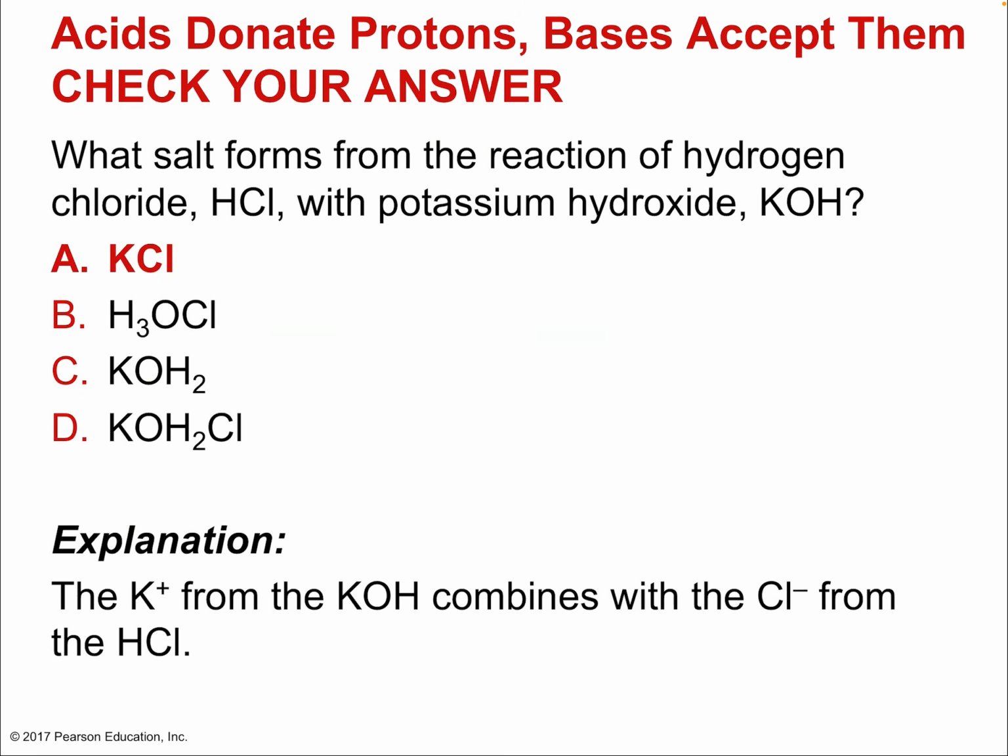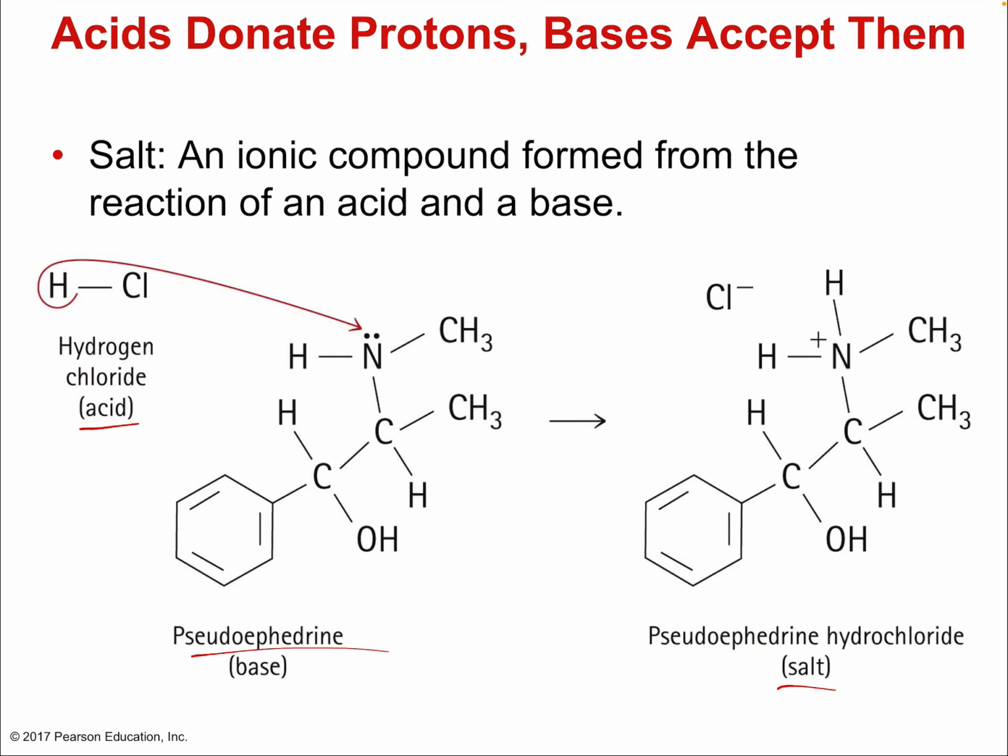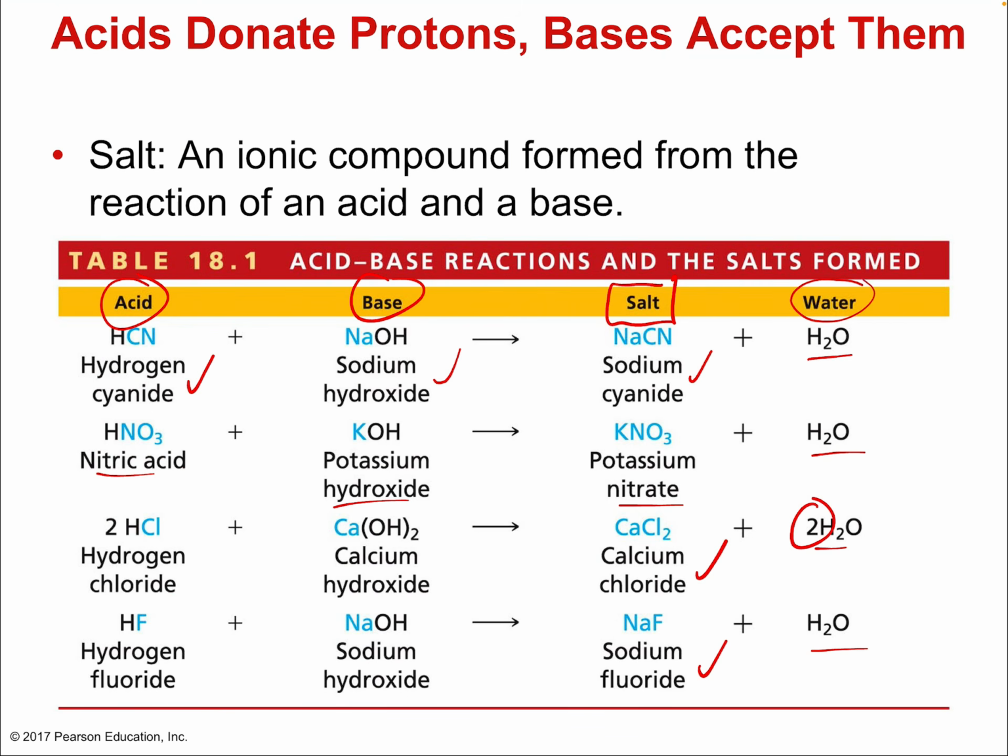So what is it? It's the calcium chloride, right? Because the K+ from the KOH combines with the chloride ion to form the salt. If you think about it, of course it does, because the other products just form H2O, the remaining parts of the original acid and base. And we saw that in those salt reactions, it was always H2O that was left over.